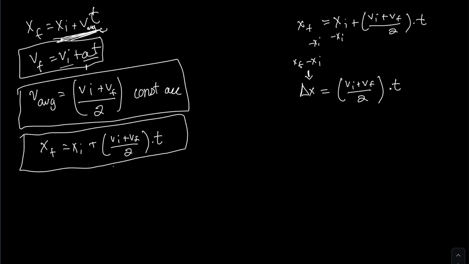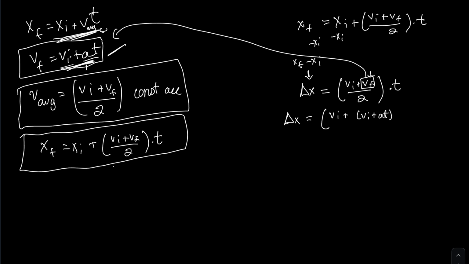And then instead of VF, what value is VF equal to? Well, if you look here, VF is equal to VI plus AT, right? So we can say delta H is equal to VI plus, we're just subbing in this value, VI plus AT, because velocity final is over here. Velocity initial plus AT, and all of that over 2 times t.